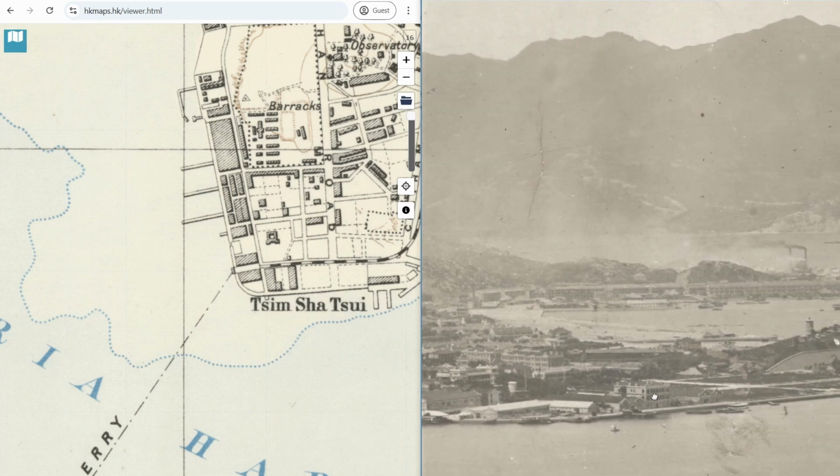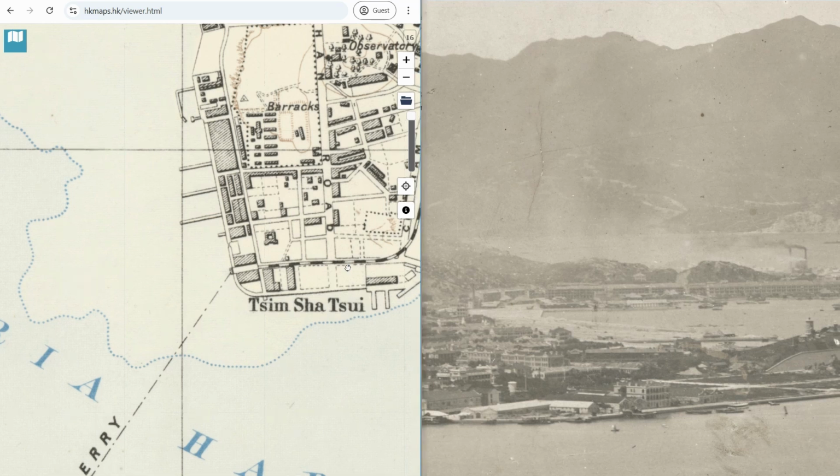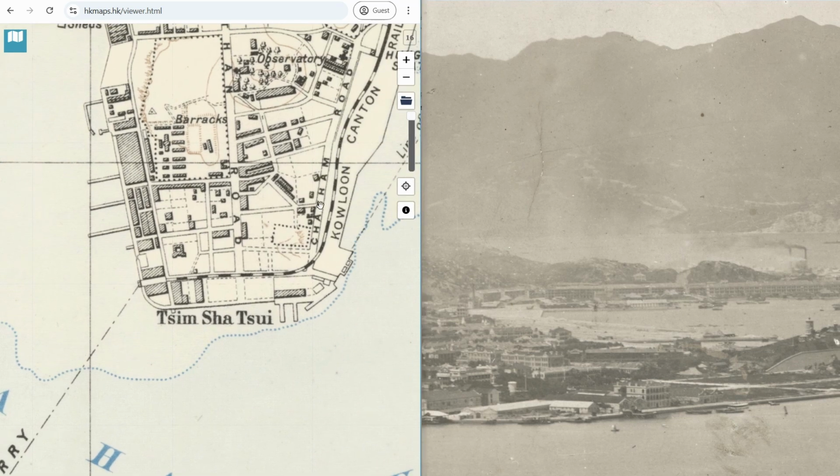So remember, this is 1909. By the time the 1913 map is drawn, the railway is in place. But at this time, it's just in its temporary location, temporary route. So for a time, they just ran the rails along Salisbury Road here and kept these older buildings. But eventually, this will all be cleared away, and the full layout can be completed.